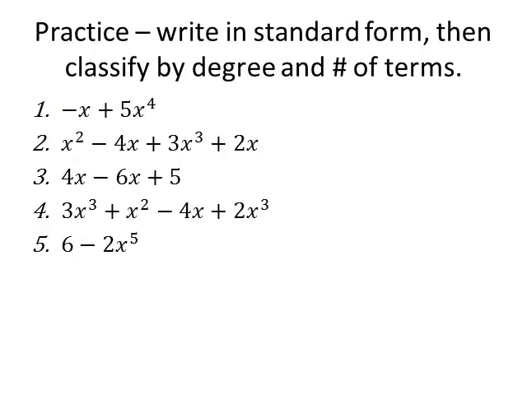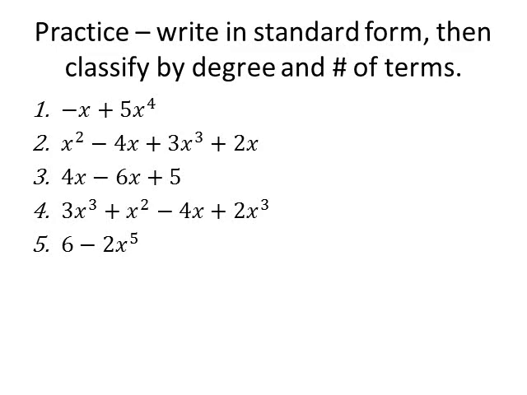These are some practice problems we could do. If you look at number 1, what you want to do is rearrange it so it's in the proper order with all like terms combined before you classify it. So in number 1, I would have to change the order of the terms because x to the fourth has a bigger exponent than negative x. So that becomes 5x to the fourth minus x.